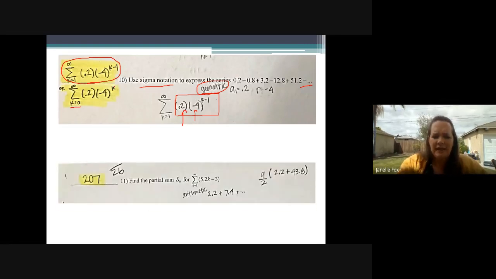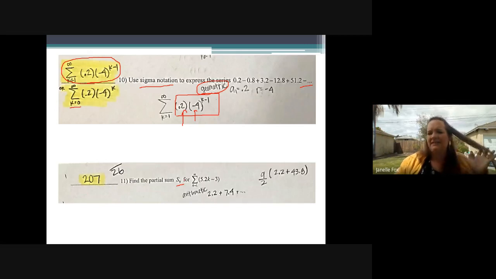Okay, number 11. So on number 11, we're just finding the 9th partial sum of this lovely guy. Now, there's actually 2 different ways to do it. Because you're only finding S sub 9, what that means is that you actually could have written out the first 9 terms and then added them together. I thought that was a little inefficient, right? I'm not really a fan of that.